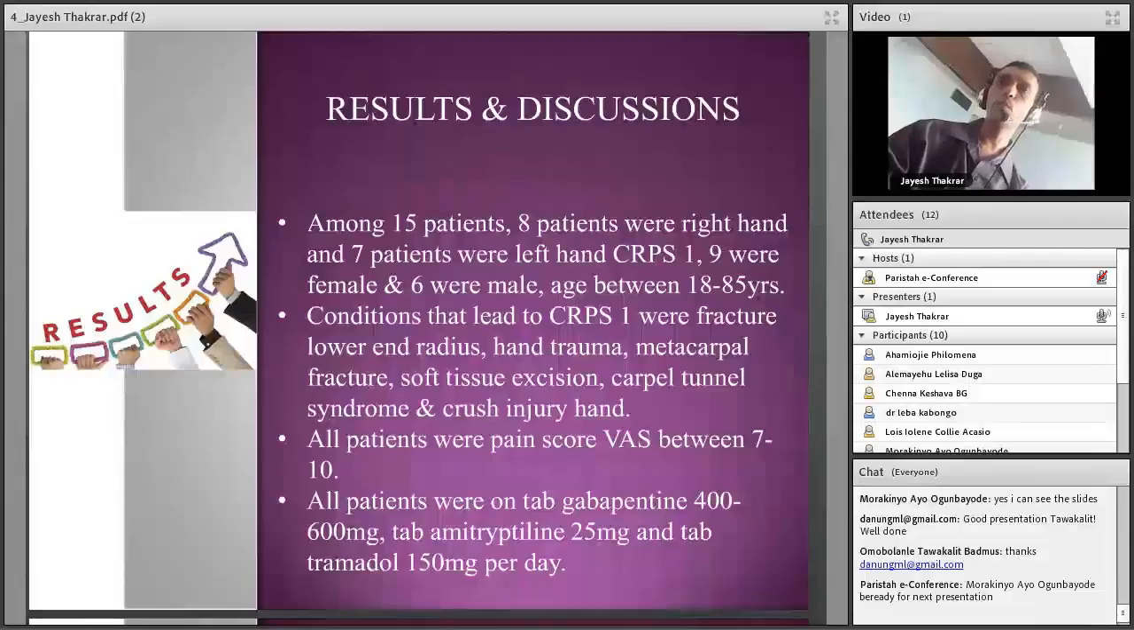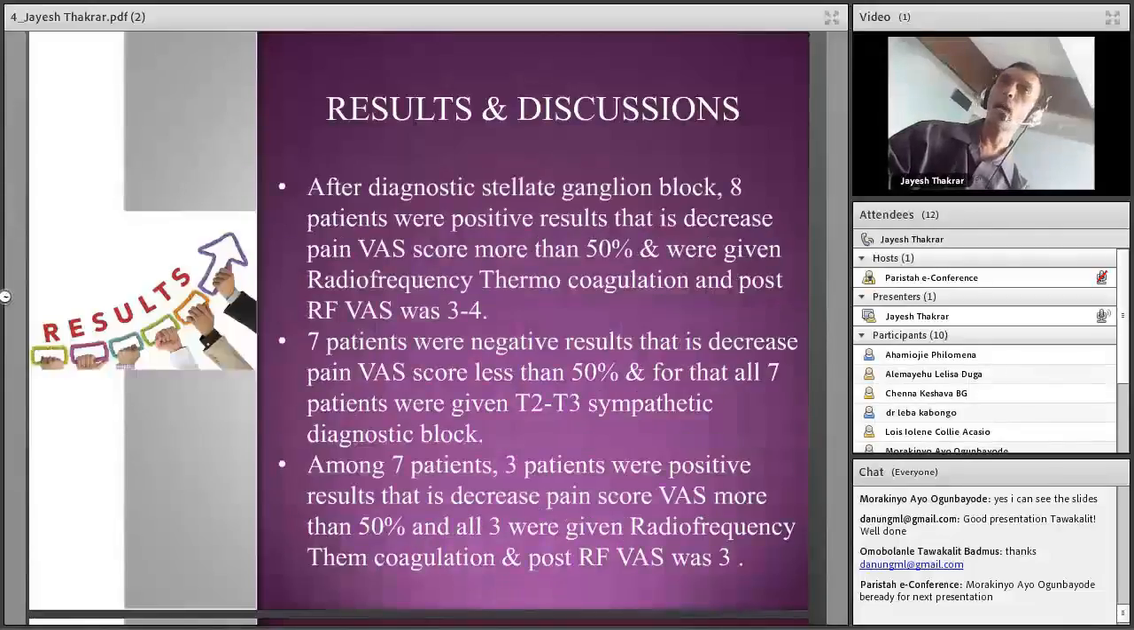All the patients were initially given pharmacological pain management: tablet gabapentin 400 to 600 mg, tablet amitriptyline 25 mg, and tablet tramadol 150 mg per day. After the diagnostic stellate ganglion block, 8 patients had a positive result, and we gave radiofrequency to these 8 patients at the stellate ganglion, and the post radiofrequency pain score was 3 to 4.